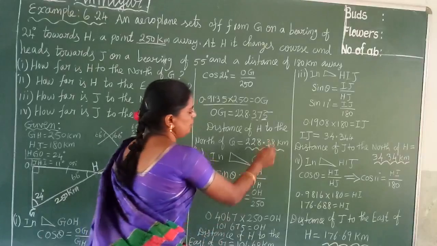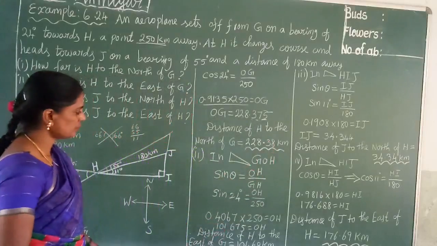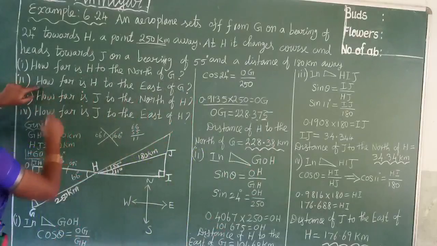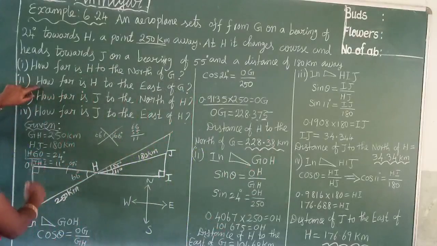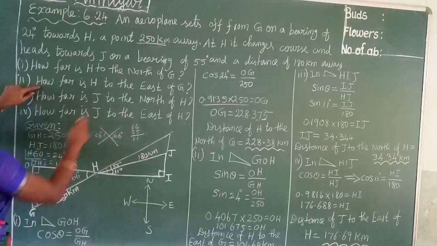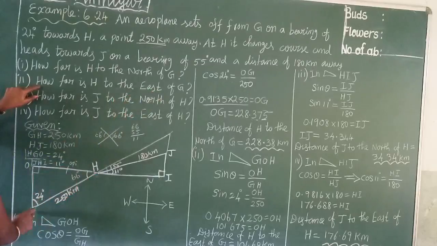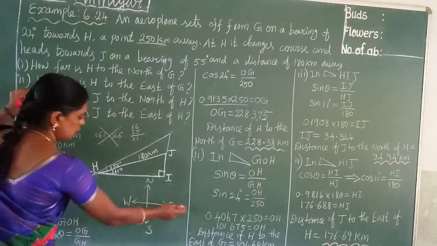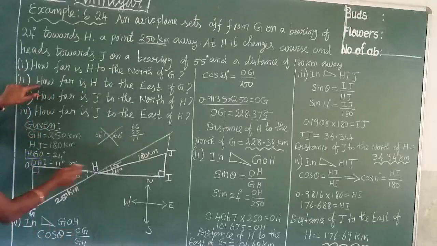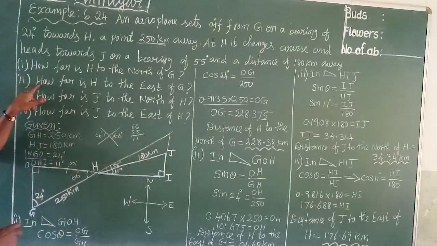228.38 kilometer. Clear? Next, the second option. Here G to north is GO, you find it. Next east. East of G means OH. So this is G to E, the east direction, so O to H. We want to find OH.